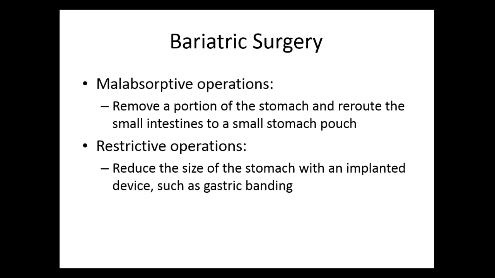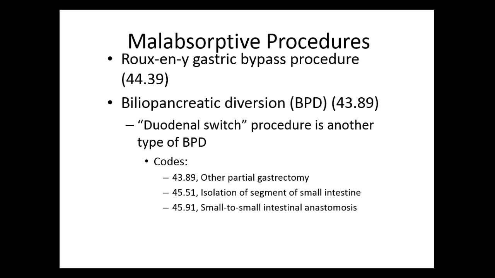A Roux-en-Y gastric bypass procedure, code 44.39, creates a small stomach pouch to restrict food intake. The Y-shaped section of the small intestine is attached to the pouch to allow food to bypass the lower stomach, the duodenum, and the first portion of the jejunum.